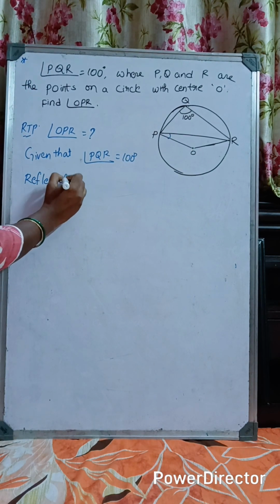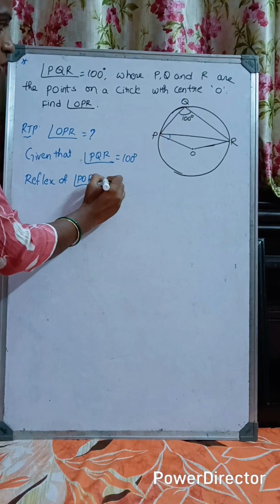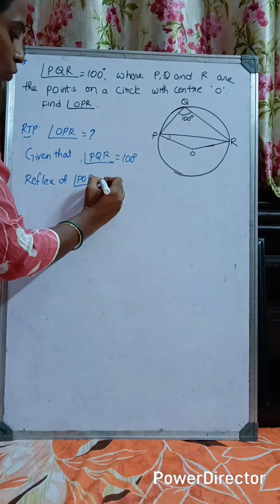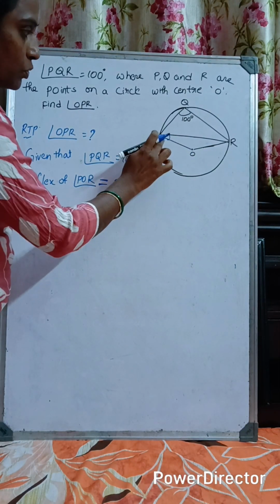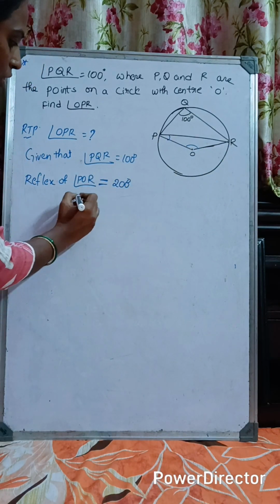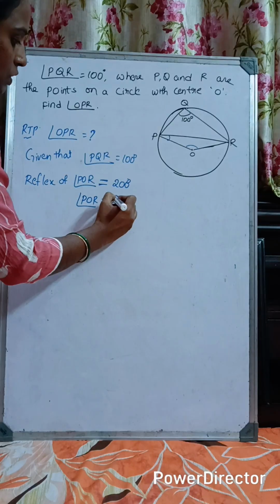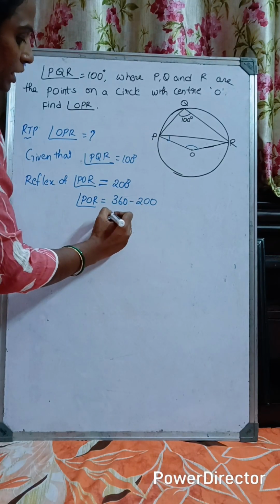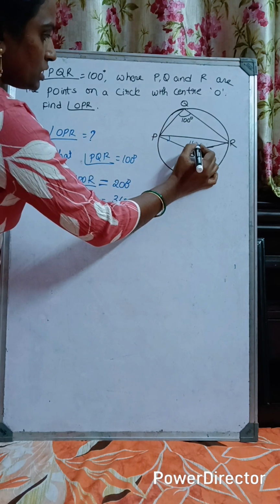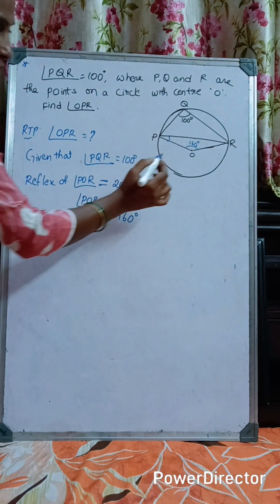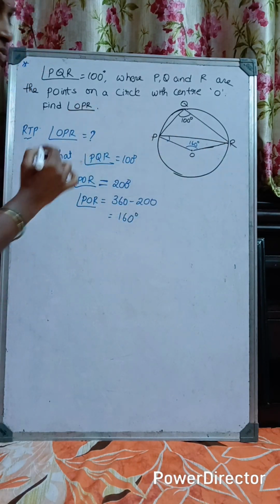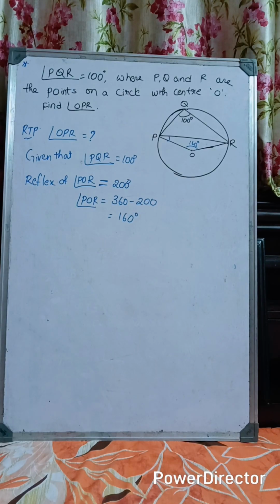Now, what about the reflex of angle POR? It is 200, right? Yes, since it is 100 here, the angle here is 200 degrees. Then, what about the angle POR? Angle POR is equal to 360 minus 200, which is nothing but 160 degrees. Correct? Now, as we know, OP is equal to OR. That means triangle POR is which type of triangle? It is an isosceles triangle.